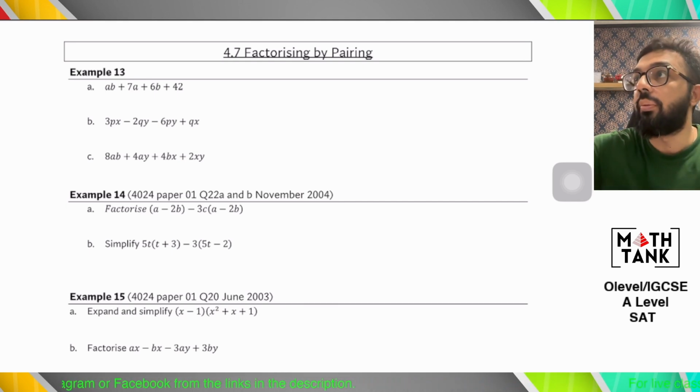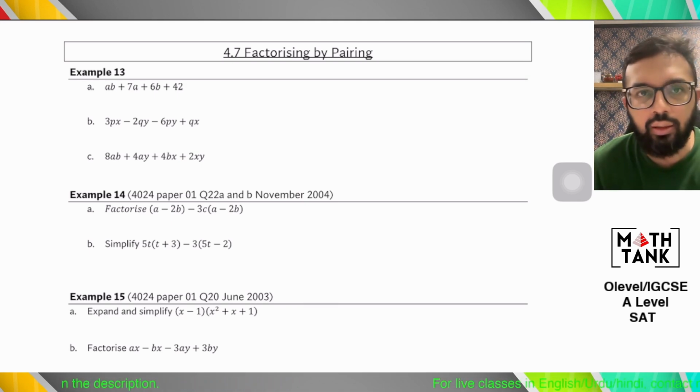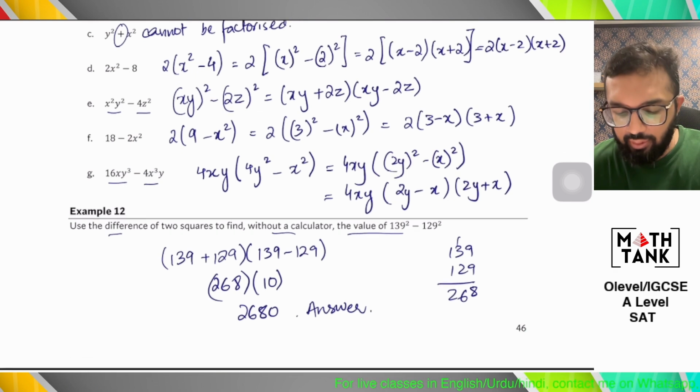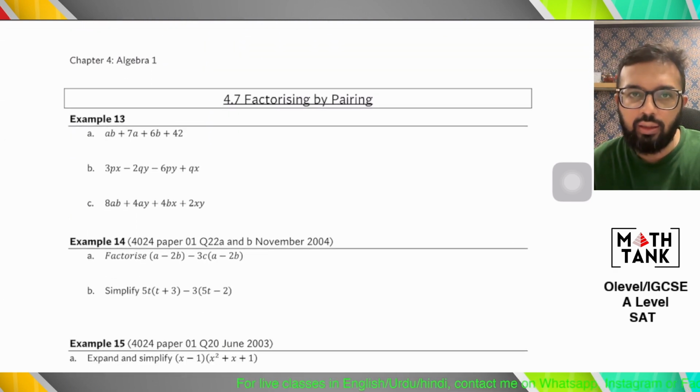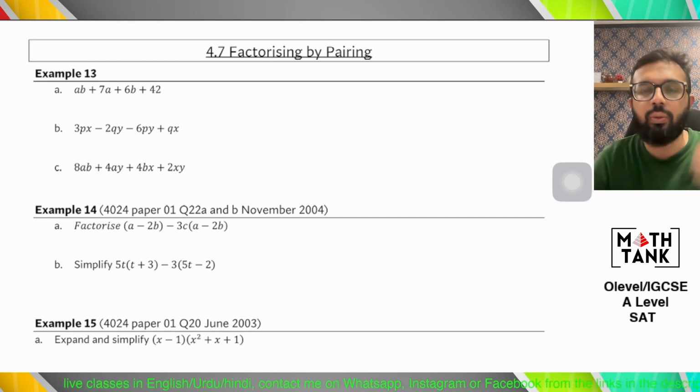Video. We are continuing with the O-level math syllabus. We had done factorizing a difference of squares in the last class. Today what I have for you is factorizing by pairing. Let's see how far we go into this.